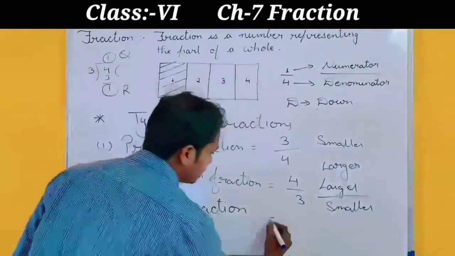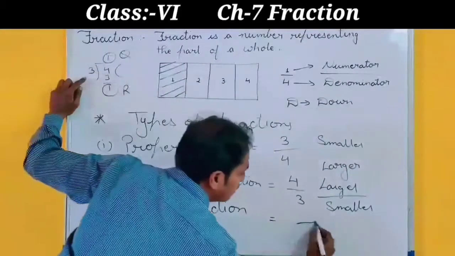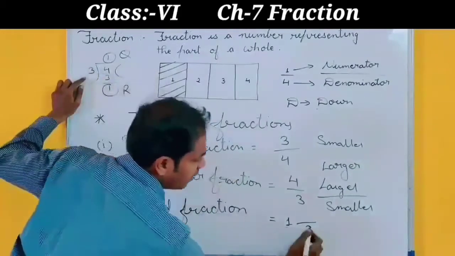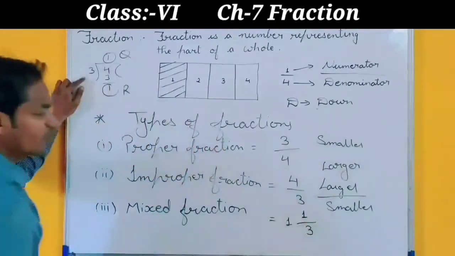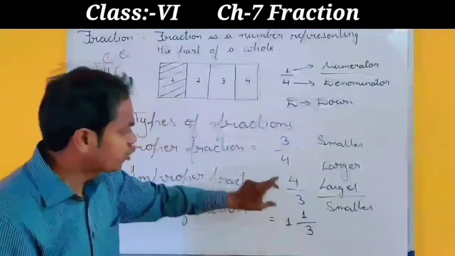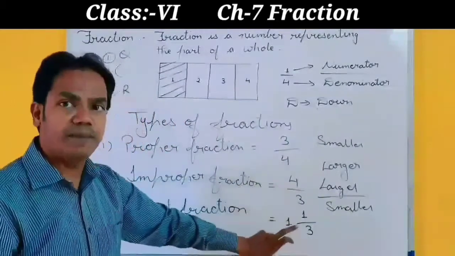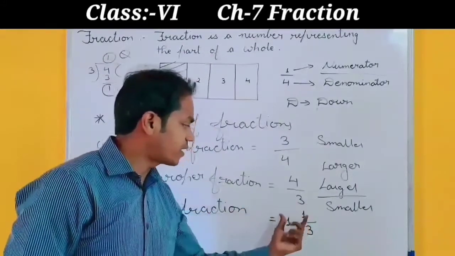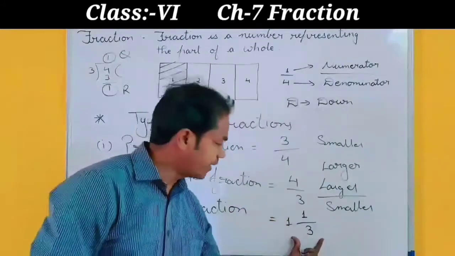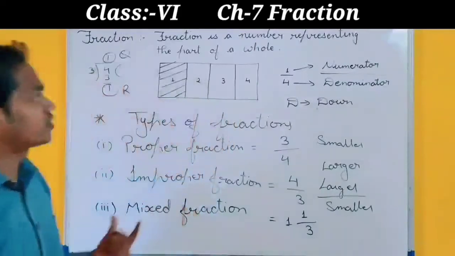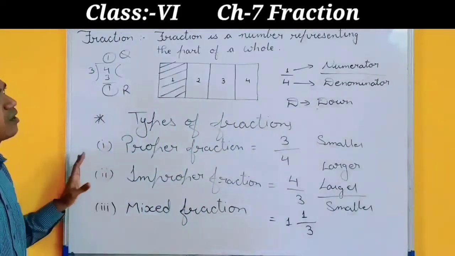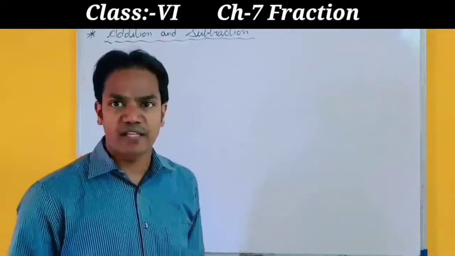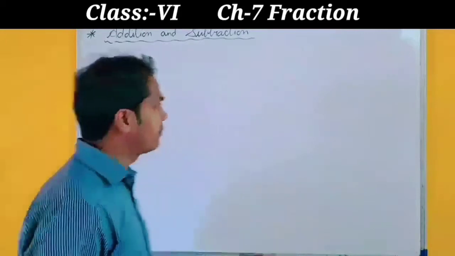So how will you write this? Your quotient will come here and your remainder will go here. So 1 and 1 upon 3. Your improper fraction can only be changed into a mixed fraction. Okay, when you write your improper fraction as a part of a whole, then it is known as a mixed fraction. Okay, these are the basics of fractions. Now we will learn addition and subtraction of fractional numbers. We will take some examples.